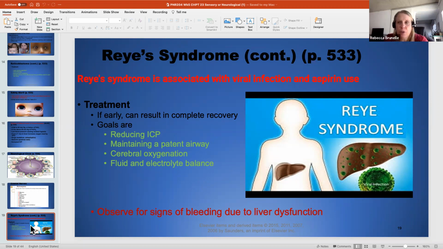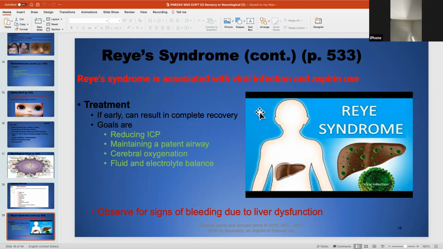So who has heard of Reye syndrome? R-E-Y-E. Has anyone heard of it? We heard about it in pharmacology. Okay, something about aspirin. Okay, very good.